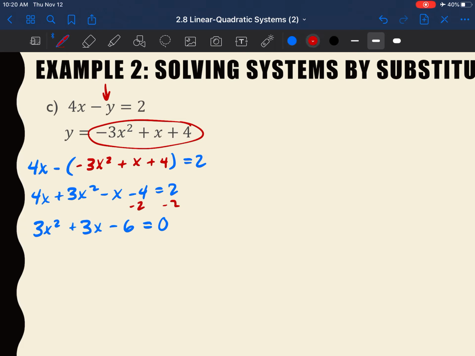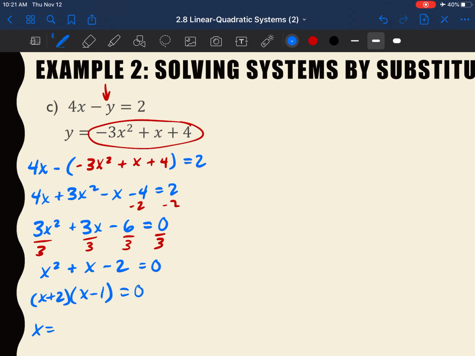Now I'm not going to repeat the same mistake as last time. I see that all of these are divisible by 3, so I'm going to do that now. So you get x squared plus x minus 2 equals 0. So let's see, that would probably factor into x plus 2 times x minus 1 equals 0. So you get x is equal to negative 2 and x equals 1. So not all the problems are as bad as the first one. It was just the first one that gave a fraction, unfortunately.